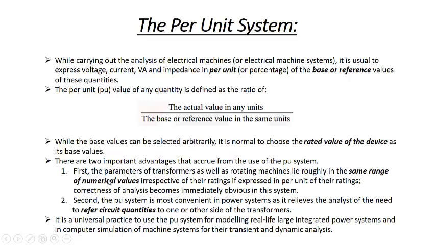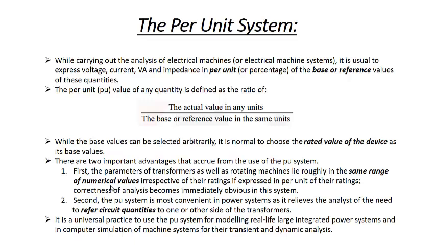The first one is that the parameters of transformers, as well as any rotating machine or any electrical machine system, lie roughly in the same numerical range, a narrow range. We say that the voltage regulation of a good system should not be greater than plus or minus 5%. So in per unit, we can say that the voltage may vary from 0.95 to 1.05 per unit. So this is how the range varies. It only varies from 0.95 to 1.05.